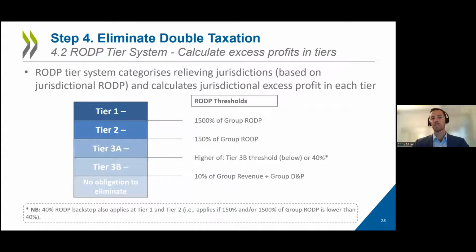of profits that are considered normal profits from the perspective of our overarching Amount A system, which says that any profits below are normal profits. We divide that by group D&P, and that allows us to identify a relevant RODP measure for the group that is equivalent to normal profits. We also have here, you'll see at tier 3A and 3B, a staggering, and so that 3A threshold kicks in at 40% if the lower 3B threshold is less than 40%.